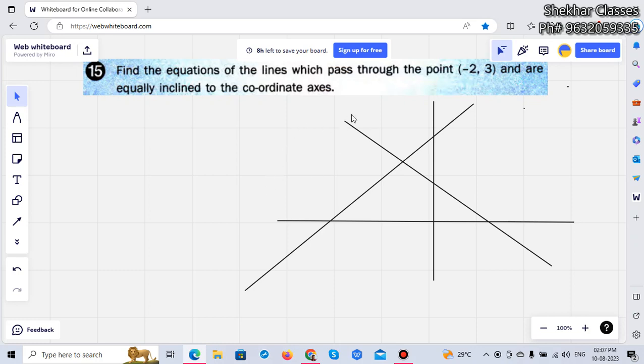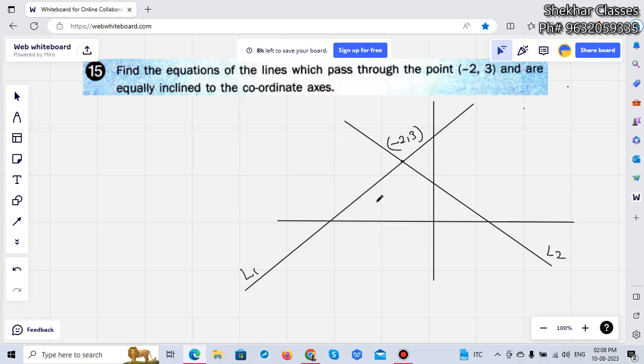The equation of lines which pass through the point (-2, 3) and are equally inclined to the coordinate axes. So say this is one of the lines that we have here, L1, and this is L2. They intersect at a point, passing through one point, which is this point (-2, 3), right?